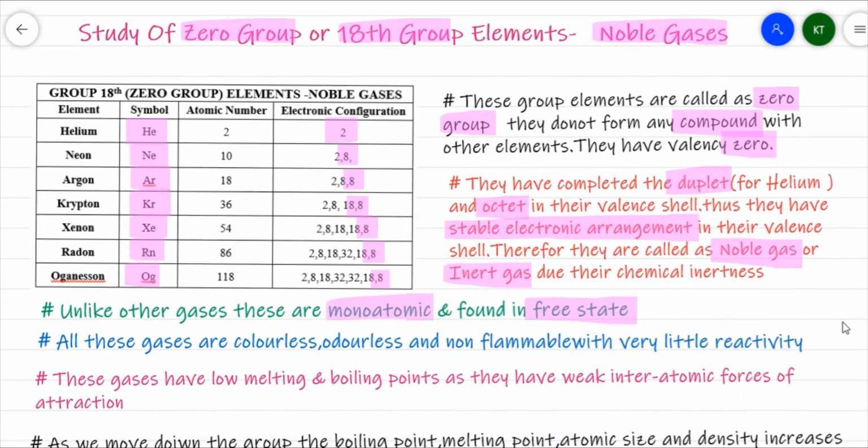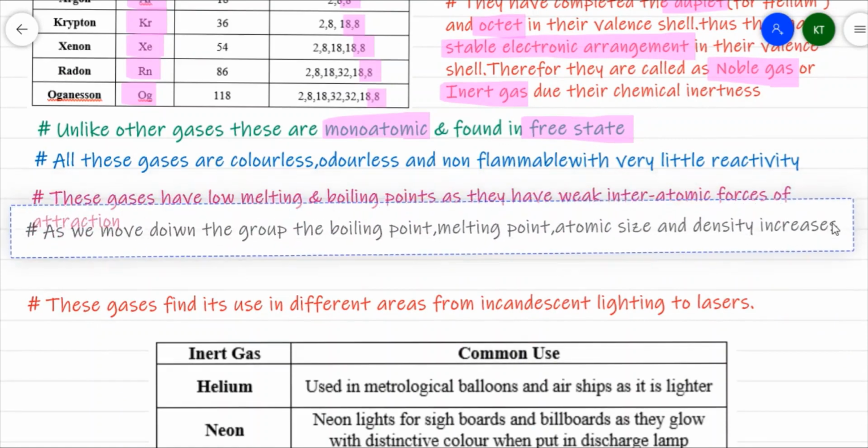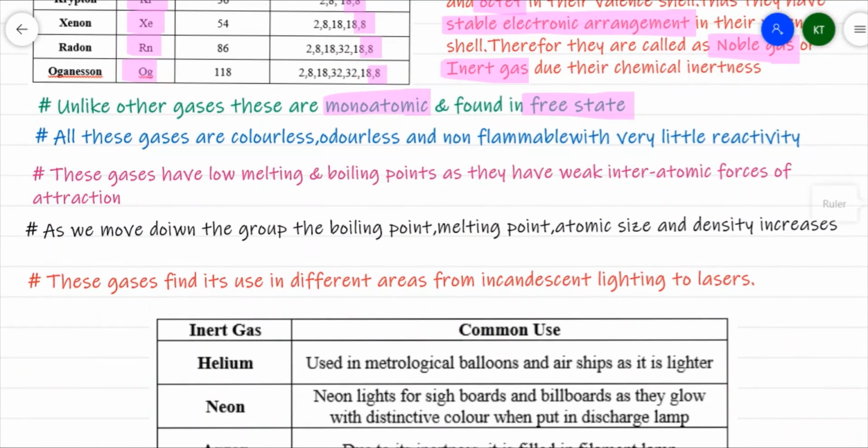Then these elements are generally colorless and odorless. That means they do not have any color, they do not have any smell, and they are non-flammable. That means they do not catch fire. And they show little reactivity.